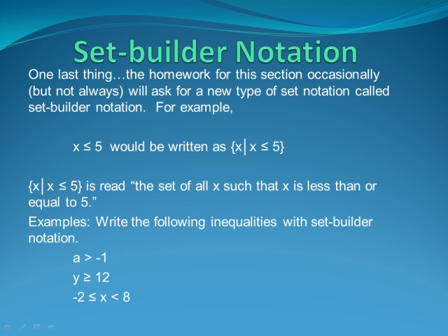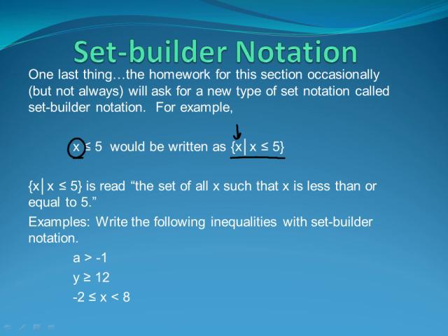Our final topic for this section is set builder notation. There is one last thing you need to know in order to do some of the homework. The homework in this section, occasionally but not always, will ask for a new type of notation called set builder notation. For example, x is less than or equal to 5 would be written in the following fashion for set builder notation, where you've got the variable written here that is in the original problem.